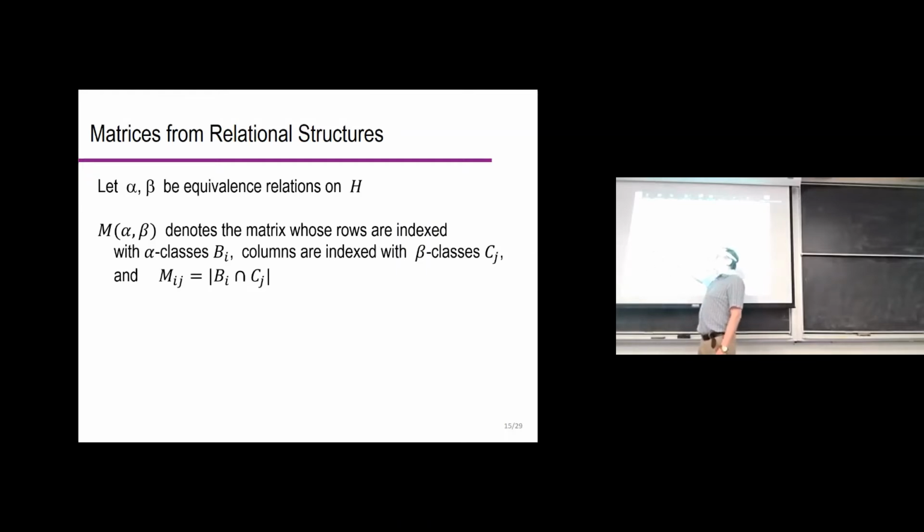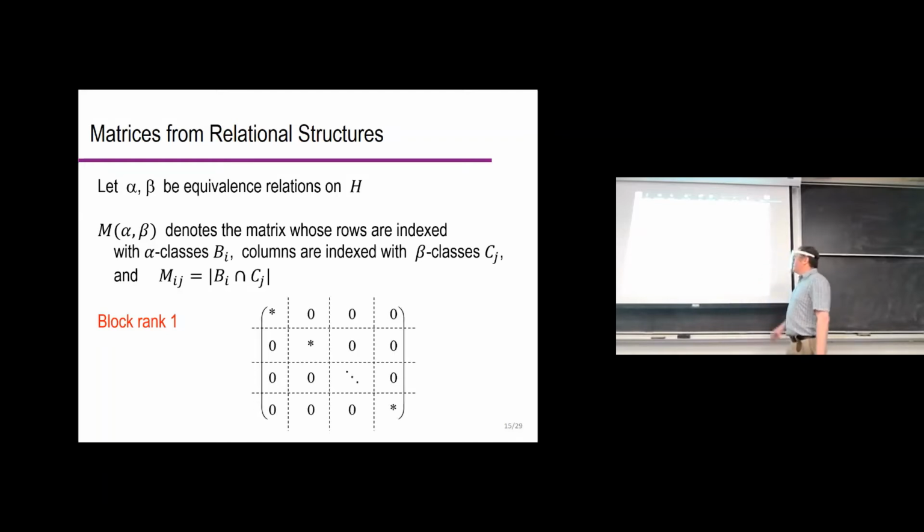The entries are just the intersection of these two classes. So I fix a class on the top, I fix a class on the bottom. How many vertices are in between them? That's precisely that. So that's more or less the generalization of the matrix we have for that small graph. Well, I will say that my matrix is block rank 1 if I can represent it as follows. If I permute columns, rows, and so on and so forth, I can make those elements kind of in the blocks on the diagonal. Everything else is 0, and blocks on the diagonal all have rank 1.